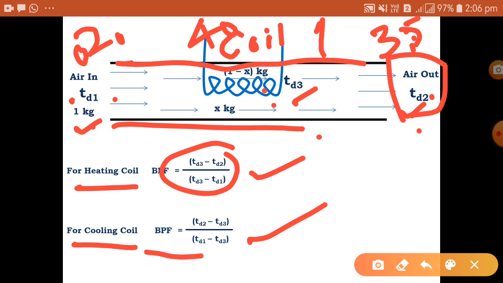Again, when you are calculating for the cooling coil, it is TD2 minus TD3, because this temperature would be the lowest temperature when I'm talking about the cooling coil. It would be 5, 10, 15 degrees Celsius at the max. This would be the highest temperature, and that would be in between these two. So TD2 minus TD3 divided by TD1 minus TD3. This way you will have to calculate the bypass factor. Just three temperatures you will have to take: inlet, outlet and coil temperature. Now this formula we will use when you are going to calculate the surface temperature of the coil.